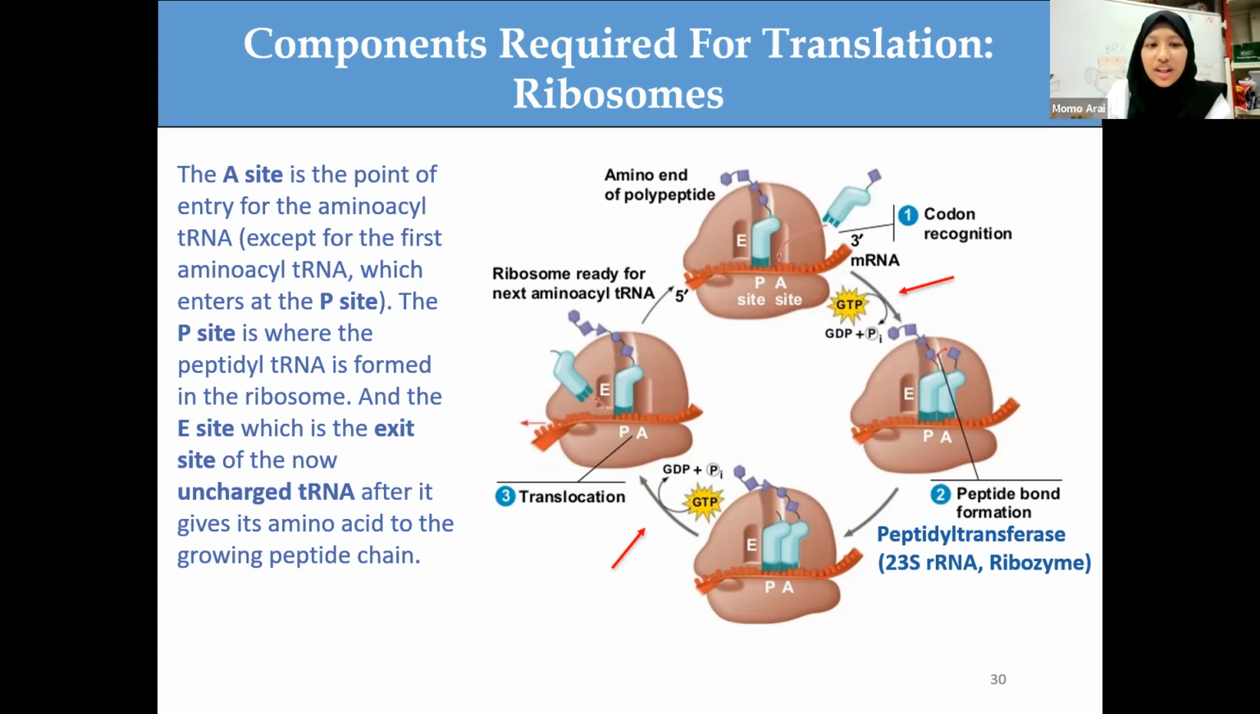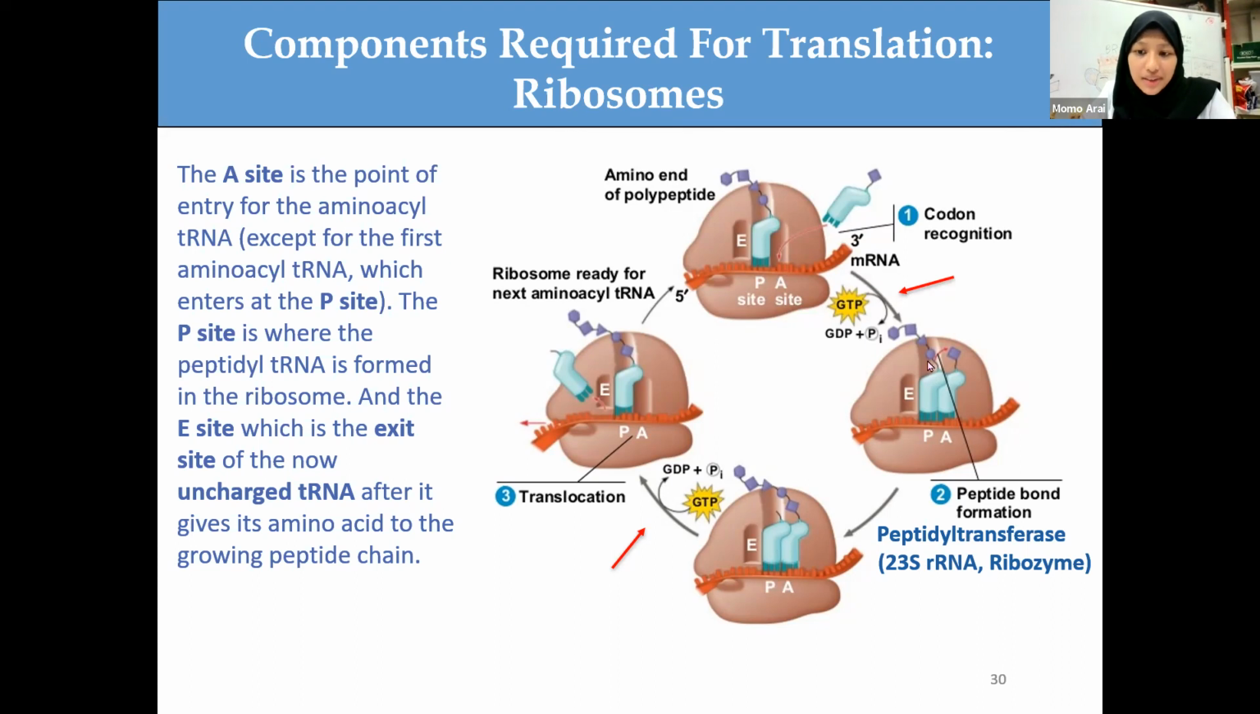So this is for eukaryotes. The whole process I'm explaining. The steps are the same for eukaryotes and prokaryotes, but I want to focus on eukaryotes. So okay, the 23S part, this one.